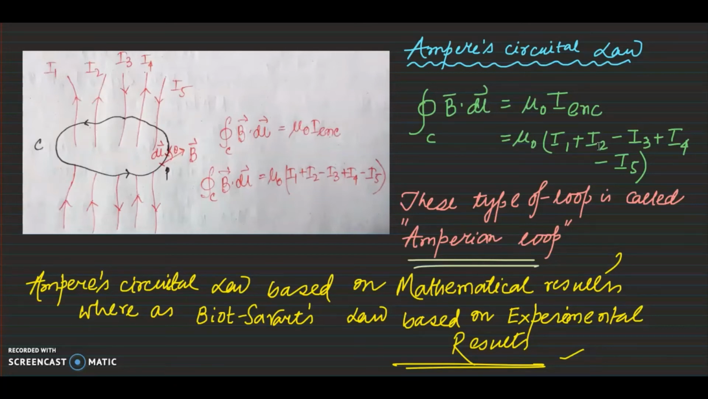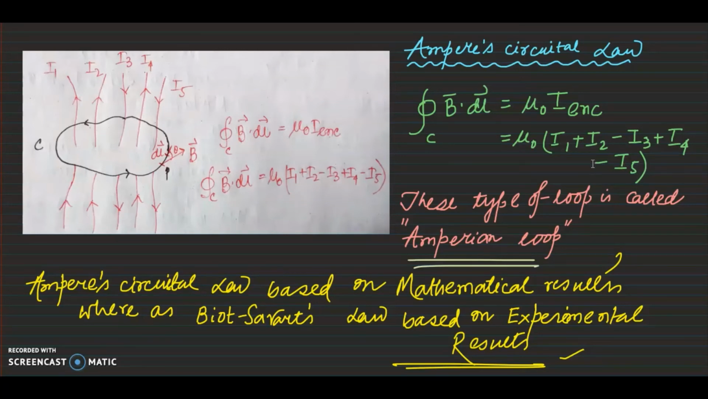This is I1 plus I2 plus I4, because I1, I2 and I4 are all outward currents, and I3 and I5 are the inward currents. So this will add up according to their sign. Here C is called the Amperian loop; this closed loop which encloses all these currents is called the Amperian loop, and mu 0 is the permeability of free space. So the closed line integral of B dot dl is equal to mu 0 I enclosed, which means mu 0 times I1 plus I2 minus I3 plus I4 minus I5.